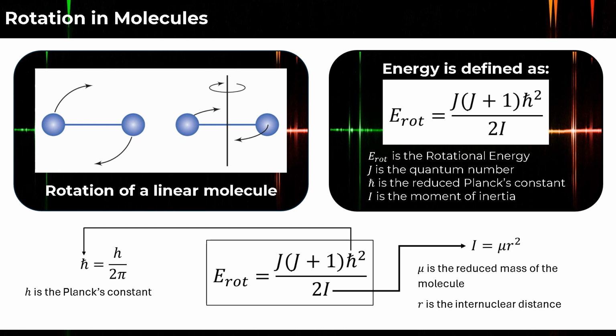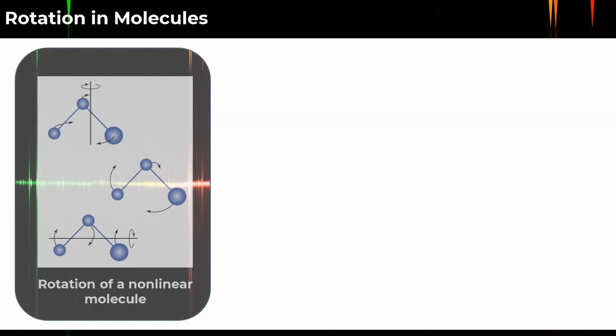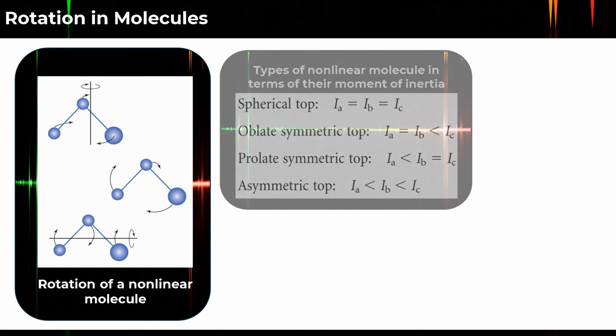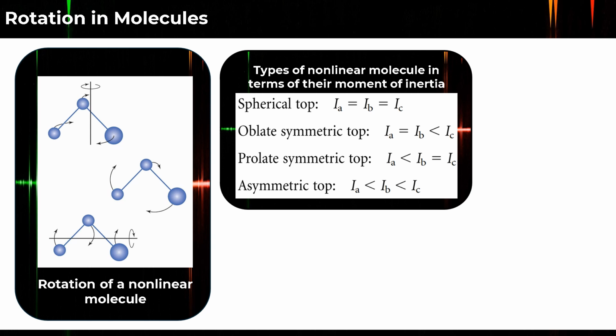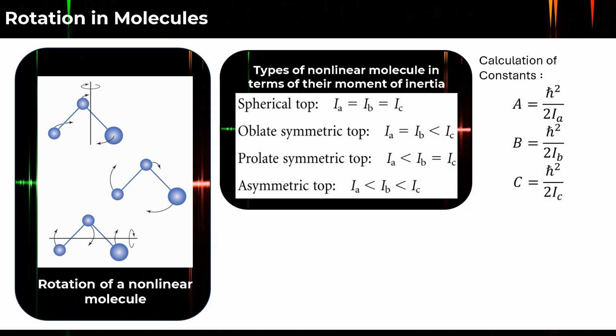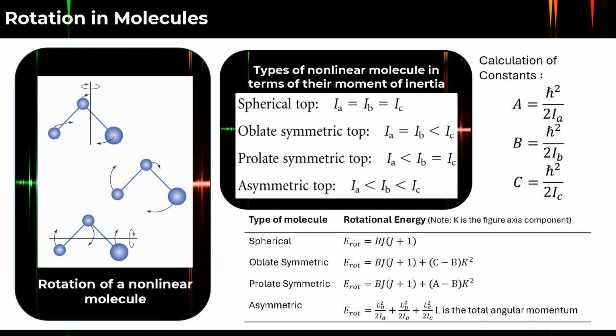But how about the nonlinear molecules? For the rotational energy of nonlinear molecules, it is first classified based on the moment of inertia for each axis of rotation. There are four types of nonlinear molecules, which are spherical top, oblate symmetric top, prolate symmetric top, and asymmetric top. Presented on the screen is the corresponding condition a molecule has to meet to identify its type. So where can we use the moment of inertia? It can be used in calculating the constants A, B, and C, which are necessary in calculating the rotational energy of a molecule as shown in the table.